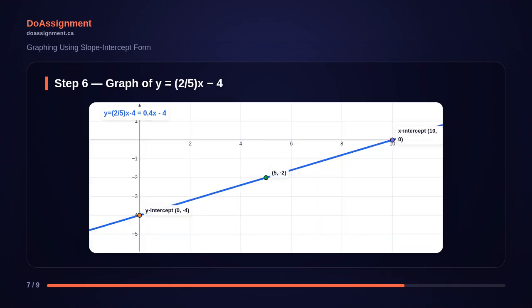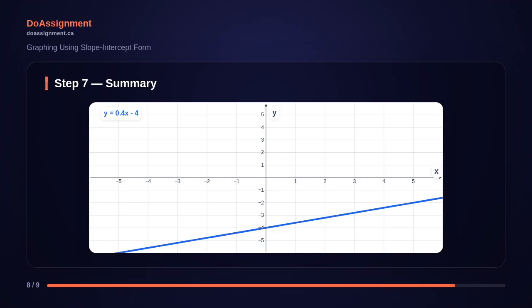Here is the completed graph. The line starts at the y-intercept (0, -4), rises gently through (5, -2), and crosses the x-axis at (10, 0). The positive slope confirms the line goes upward from left to right.